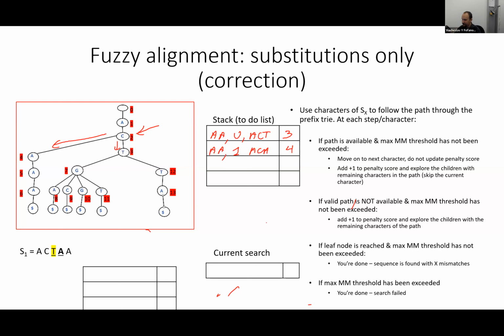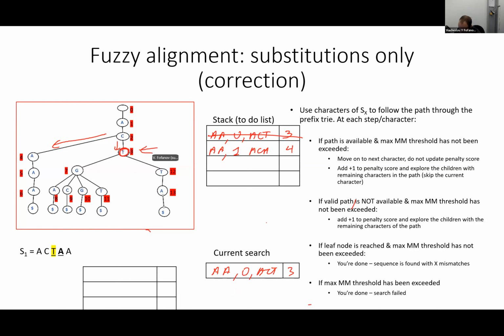Great. So this is the first time when our stack, our to-do list, has more than one element. So we're going to pop one element off. Let's say this one over here. I'm going to keep track of it over here. You'll obviously be keeping track of it as variables. So I'm currently considering AA, 0 mismatches, ACT on position 3. So this path over here. So I'm now in this node 3.